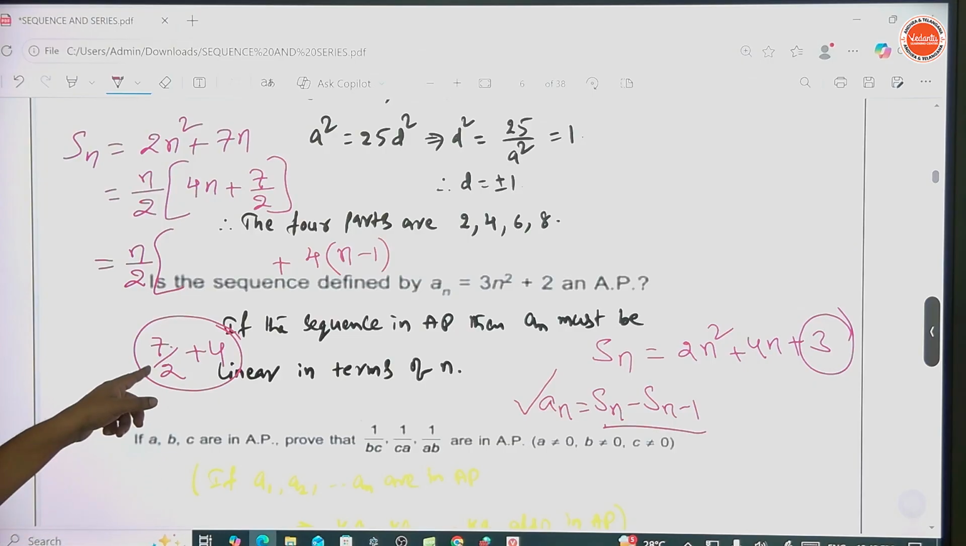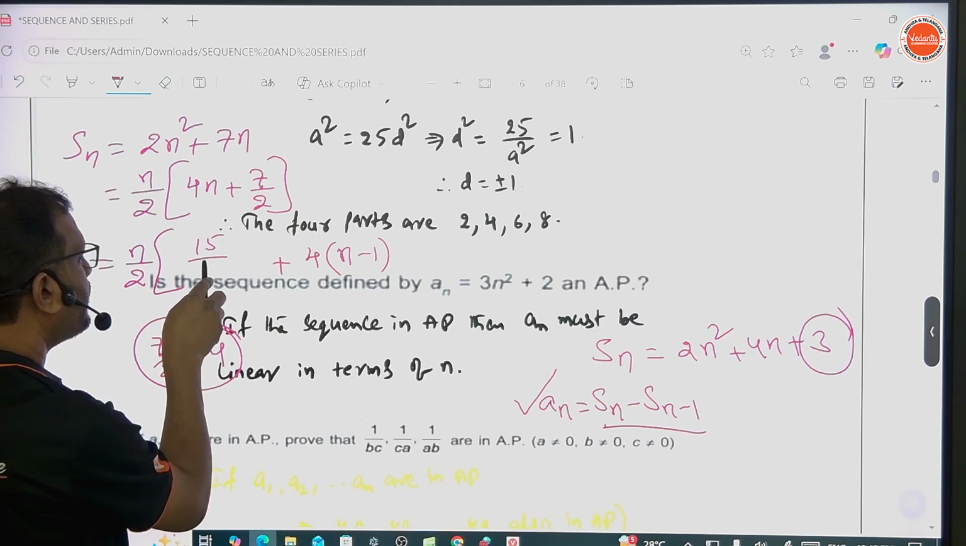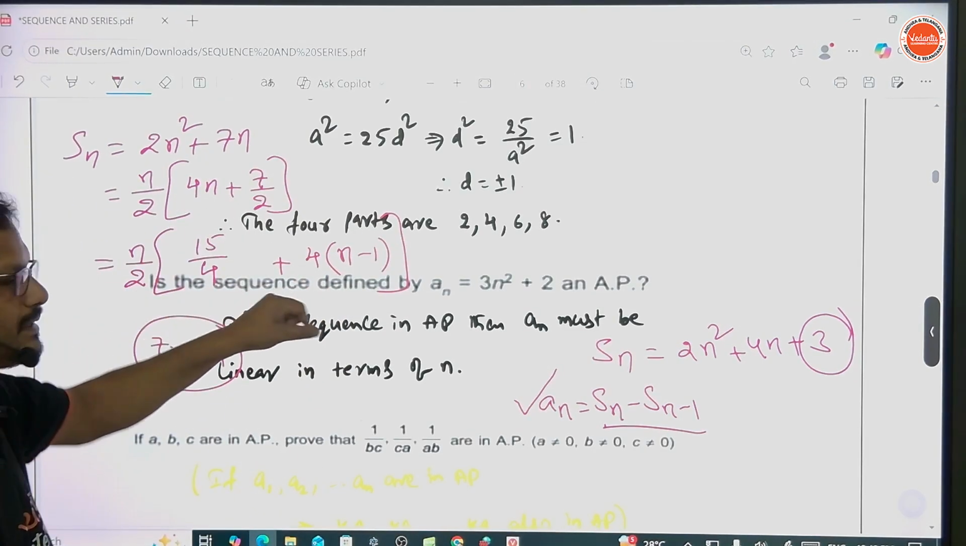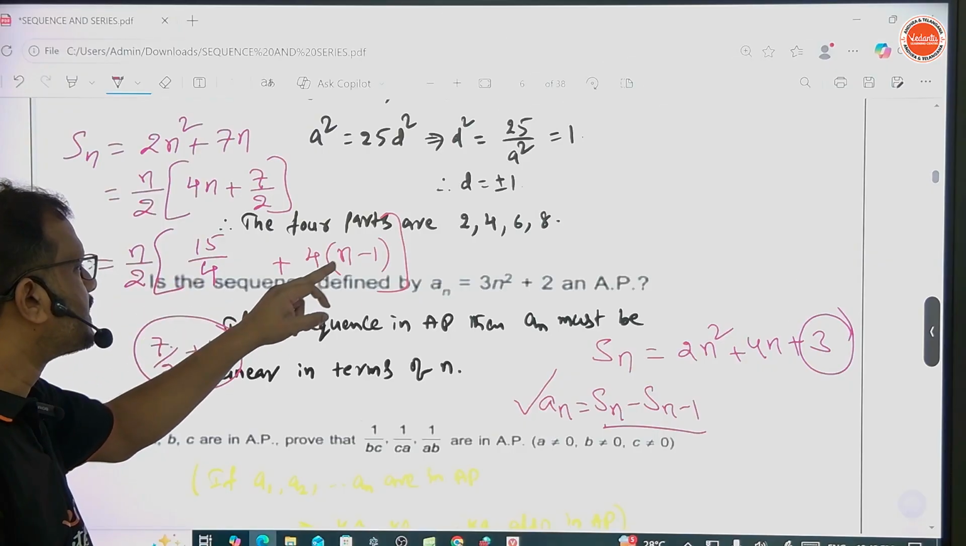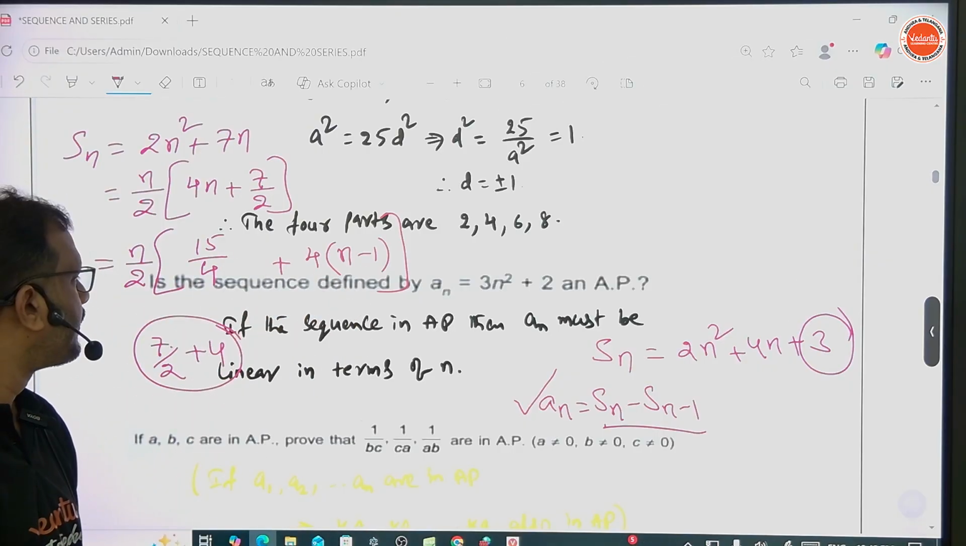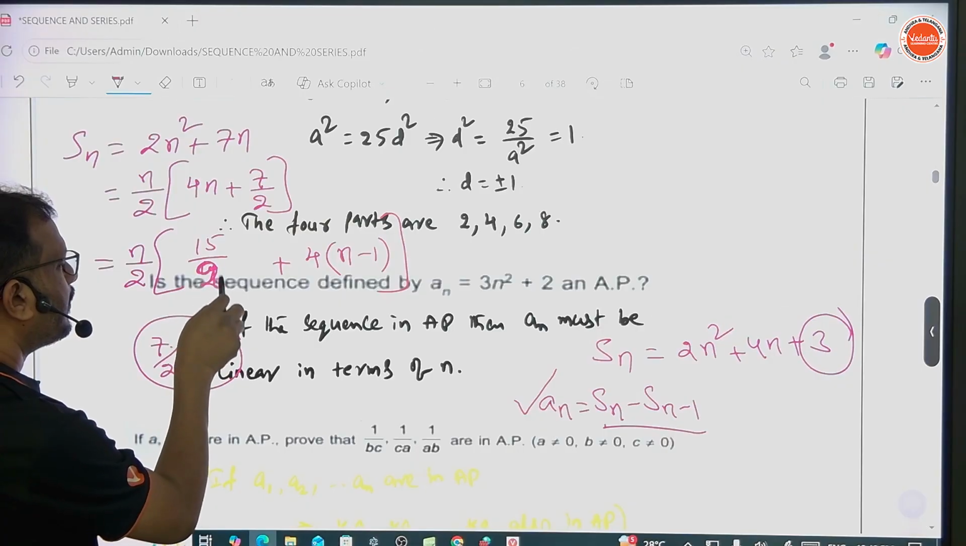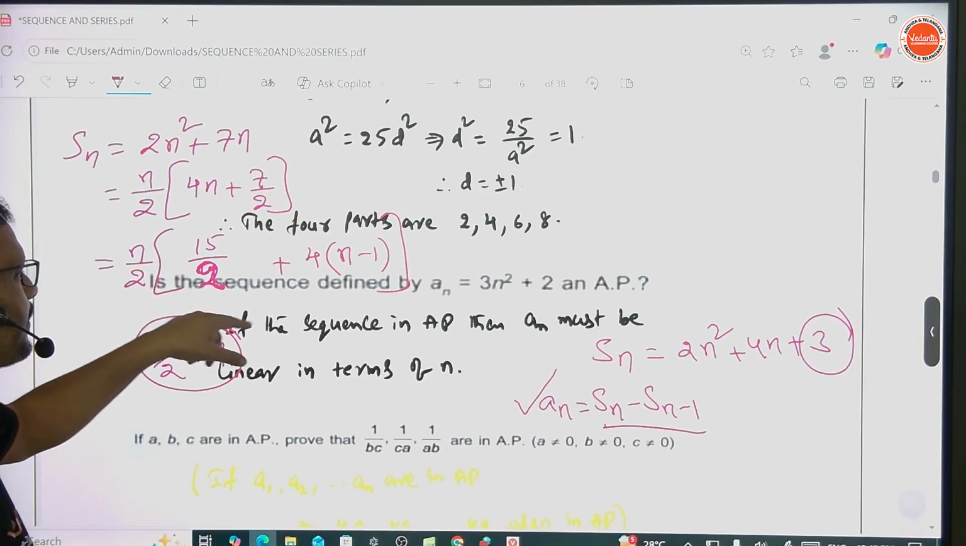Yes or no? So how much is it? So 15 by 2. Now just check it out. Is it the same or not? 4 and asterisk. 15 by 4 minus 4. It is 7 by 2 only. 15 by 2. By 2. So 15 by 2 minus 4.